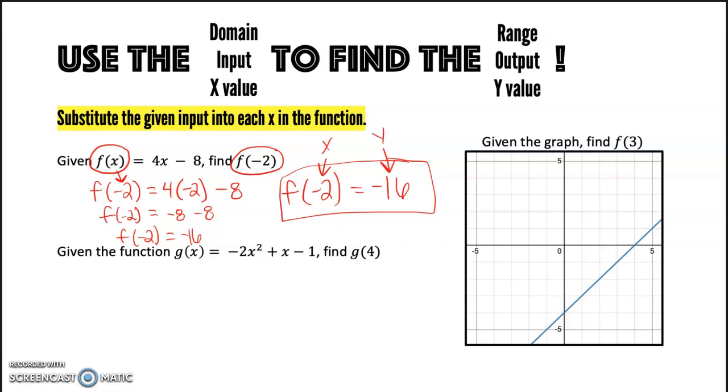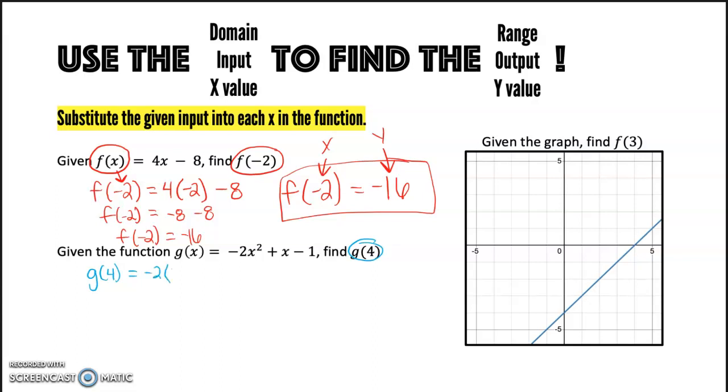So let's do the same thing for this second example. Given the function g of x, so we could use different letters, it doesn't matter, g of x equals negative 2x squared plus x minus 1, find g of 4. The process does not change, the letter does. It doesn't matter. So finding g of 4, that means we're replacing x with 4. So g of 4 equals, I'm going to rewrite this equation but replace x with 4.